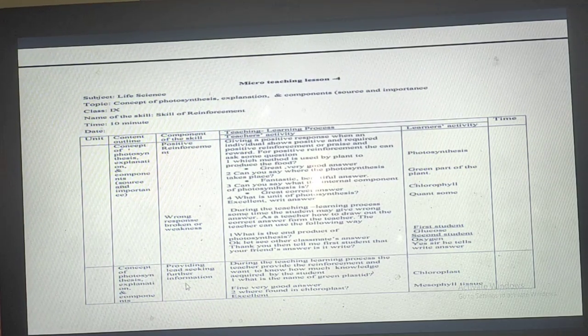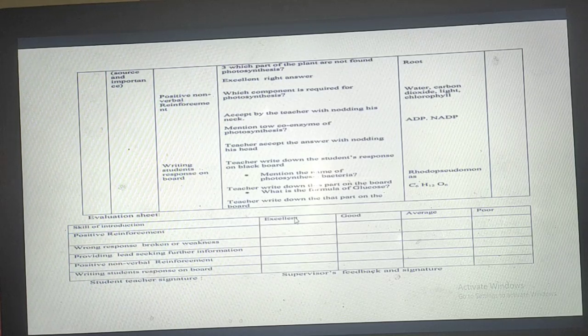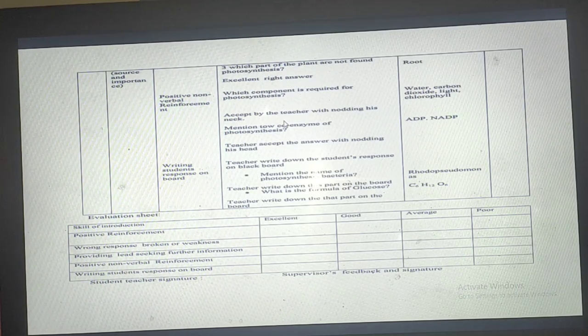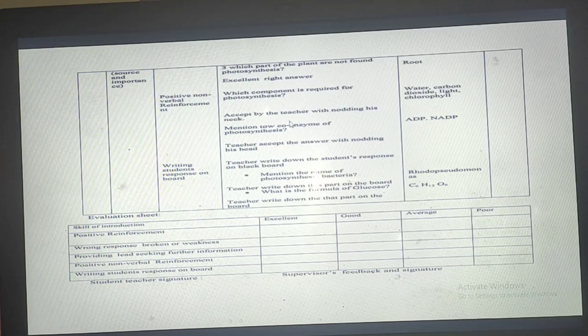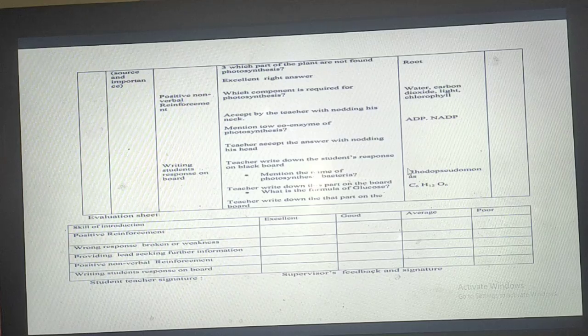Seeking information: after getting the information, the teacher goes ahead for further questioning or further feedback through reinforcement. Positive non-verbal reinforcement: here the teacher puts some questions, the student answers, and the teacher does not use a single word, just shows a gesture or posture. Writing student response on the board: after getting the student response, the teacher should write their answer on the blackboard. Here also is the evaluation sheet.